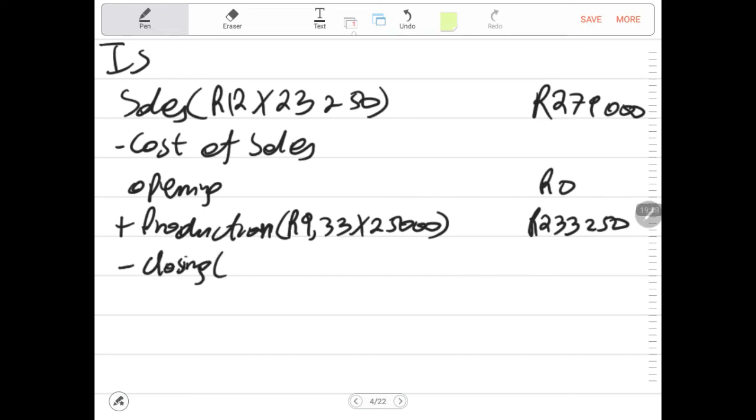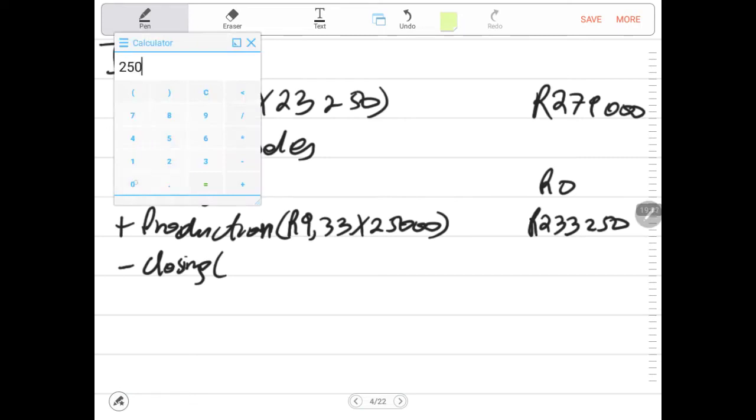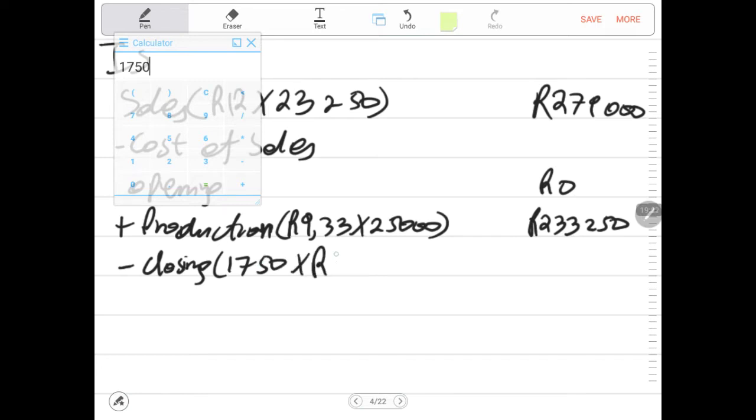Minus closing inventory. Remember, we produced 25,000 units. We sold 23,250. That means we are left with 1,750 units as closing inventory. And the cost of those units is 9 rand 33 cents. So we multiply this by 9 rand 33 cents, meaning the value of the closing inventory will be 16,327 rand 50 cents. This will be the value of the closing inventory.